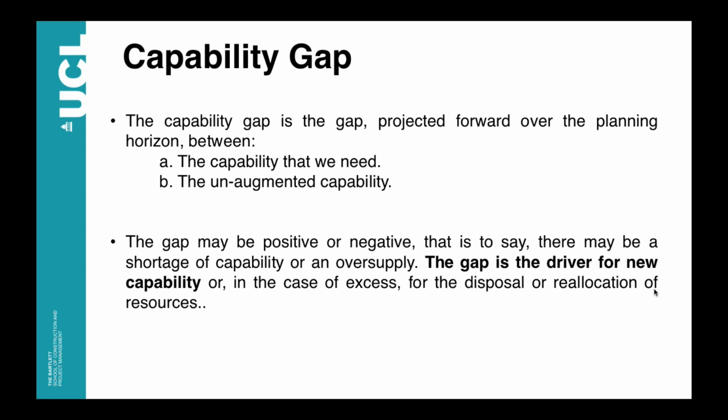Well, so how can we calculate the capability gap? The capability gap is the difference, projected forward over the planning horizon, between the capability that we need in order to continue implementing our business strategy and the unaugmented capability. So A minus B will give us the capability gap.